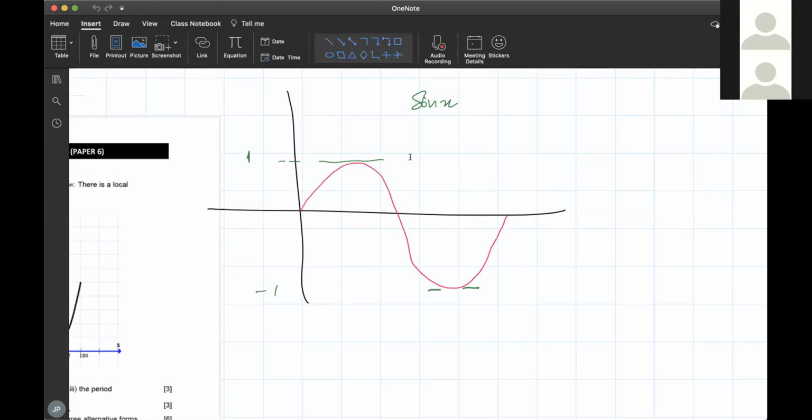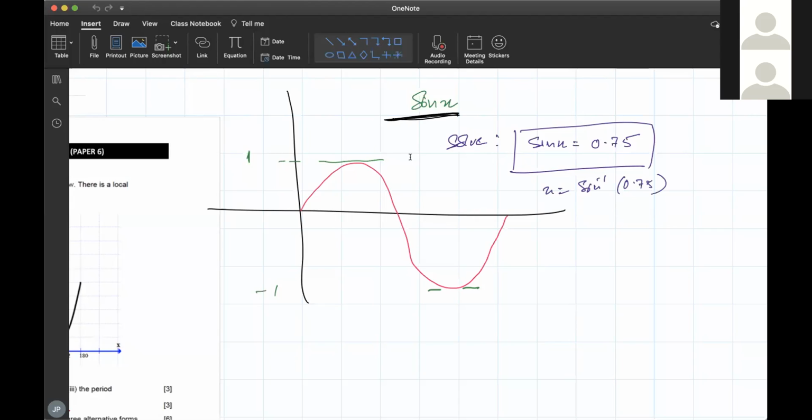And if the question is something like this, solve or find the solutions of sine x is equal to, let's say, 0.75. Now some of you will say, why do we need to use the graph? We can just use the inverse trig operation and say that x has to be equal to sine inverse of 0.75. Yes, that's correct, you're absolutely right. We can do that. That is only because I've used a very simple graph for the example.